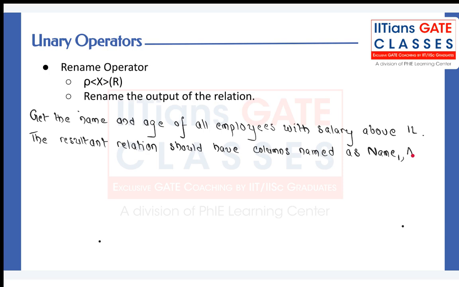Okay, understood the problem? Now, can you first try to solve till the point that you actually get the tuples of name and age of employees whose salary is above 1 lakh? Yes? How will you do that? You already learned that, right? A few minutes back. Yes, anyone wants to answer?